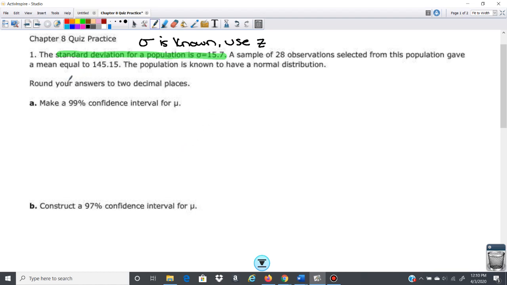And let's go ahead and write what we have. So we have a mean of a sample, X bar, 145.15. We have population standard deviation, 15.7, and we have a sample size of 28. We want to construct confidence intervals. So what we need for the confidence interval, CI, is X bar plus or minus our margin of error.